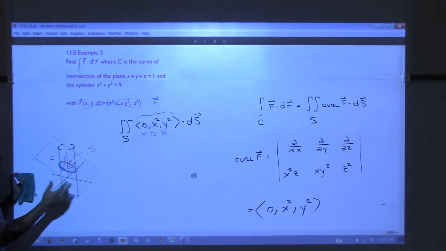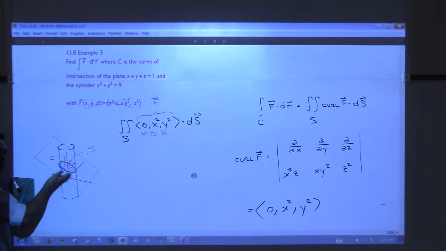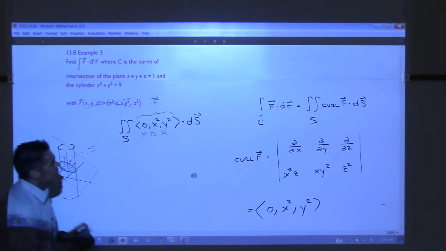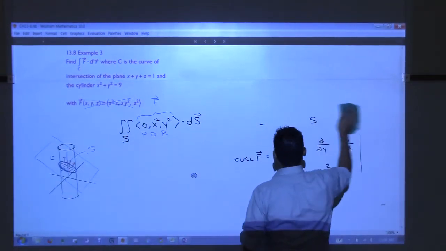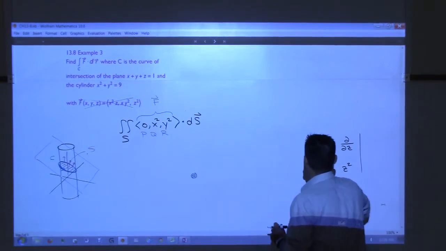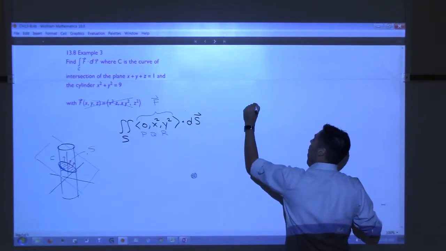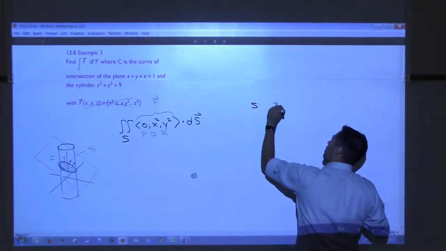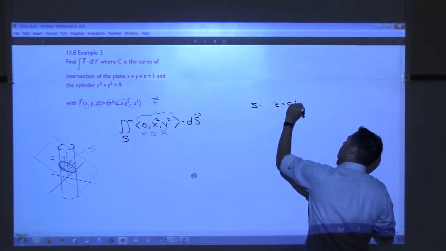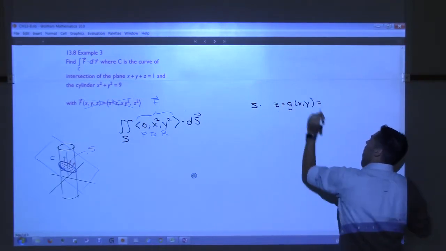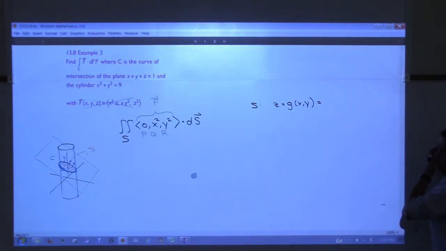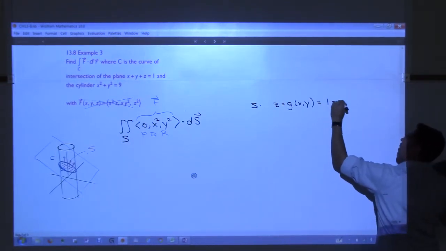It could be any of those, but I'm going to go with the one I think makes the most sense, and that's this surface as a function of x and y. So I'm going to use that special case. Z is a function of x and y. So S is z as a function of x and y, and that particular function is what? What is the particular function of that surface? 1 minus x minus y.